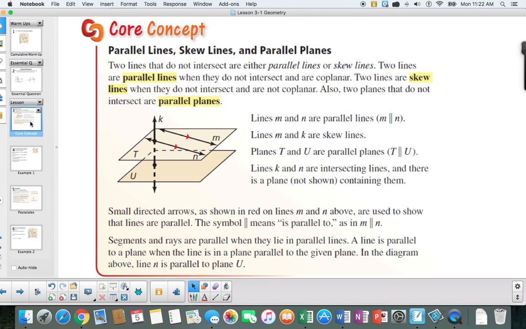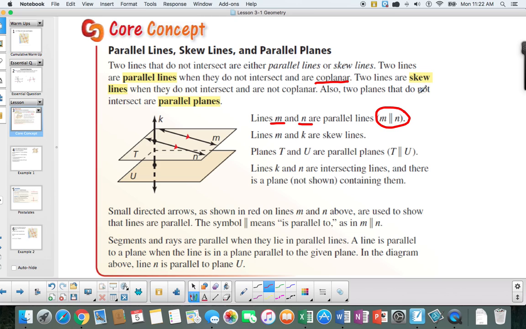Parallel lines. Parallel lines are two lines that do not intersect. Most importantly, though, the two lines have to be coplanar. So in this particular picture, we can say lines L and M are parallel. They don't intersect and they're on the same plane. And this is the parallel symbol.